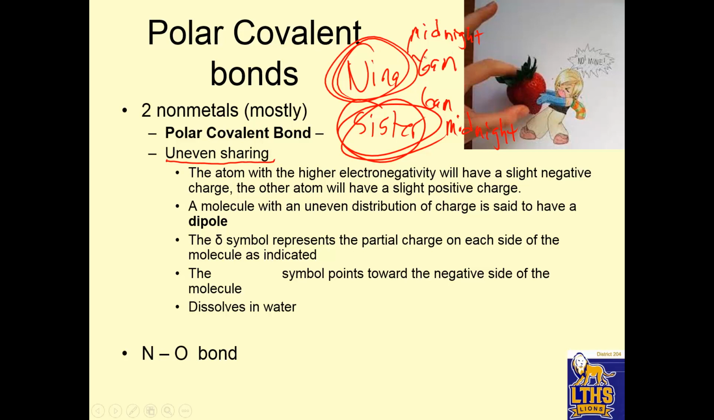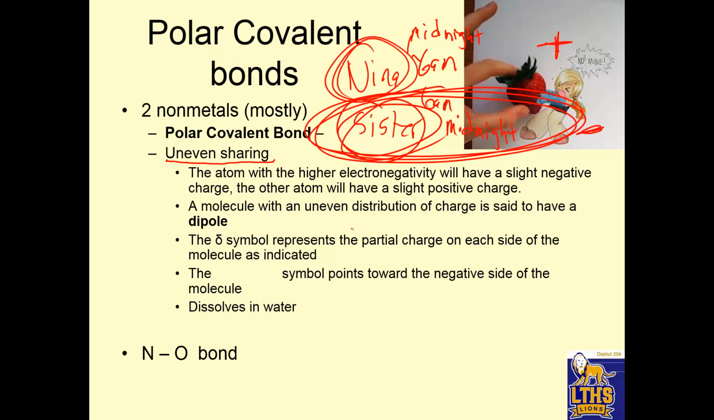It's uneven sharing. The atom with a higher electronegativity will have a slight negative charge. The other atom will have a slight positive charge. So in this case, since Nina's sister gets the car longer, she would be negative, evil sister. And Nina hardly ever gets the car, so Nina is positive. Well, maybe there's a flaw there, but you know.